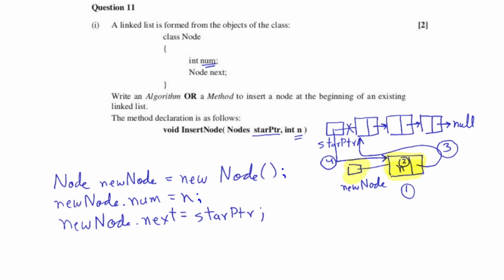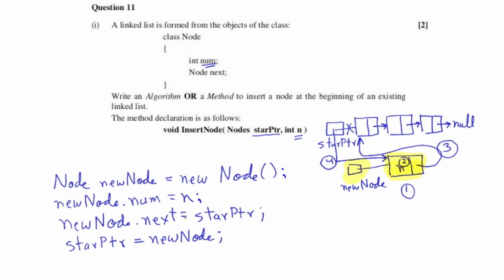And finally, the last step is to make the start pointer point to the new node. So we'll say that, okay, start ptr is equal to new node. Now, the most important part.